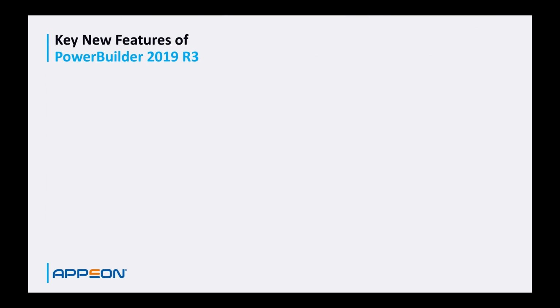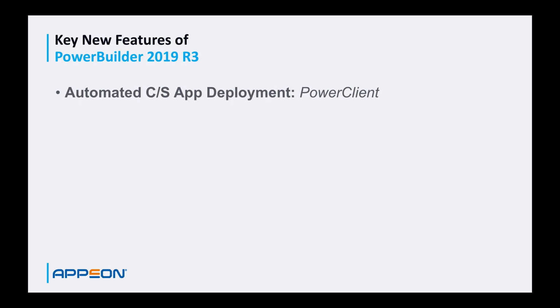Now, typically when we get to a third revision of a major release, you're looking at minor enhancements and long-term support. But R3 is unique in that we went forward and actually made some significant changes to the product. And I'm just going to briefly recap that for you. We introduced a new feature called Power Client, which automates the deployment and updates of client-server applications.